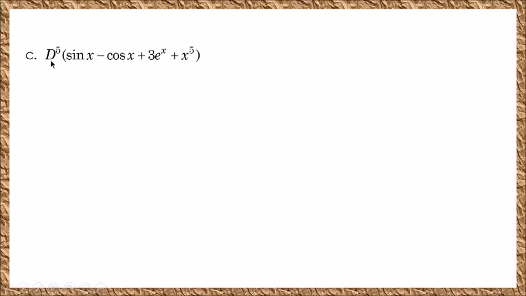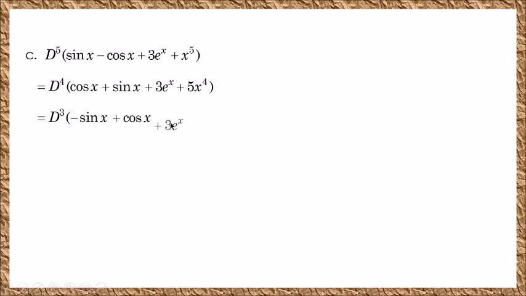Letter C. D to the 5th applied to sine x minus cosine x plus 3 e to the x plus x to the 5th. So we have to get up to 5th derivative. First derivative, we have cosine x plus sine x plus 3 e to the x plus 5x to the 4th. Second derivative, we have negative sine x plus cosine x plus 3 e to the x plus 20x cubed.